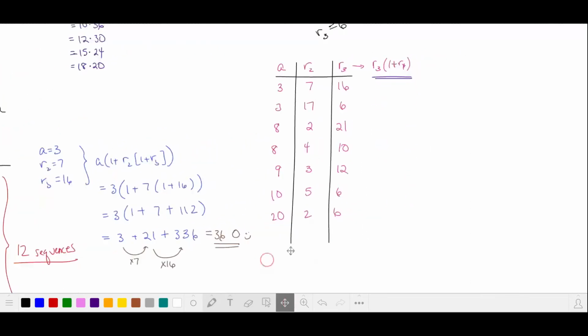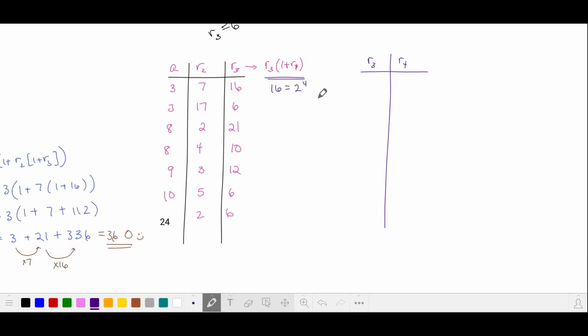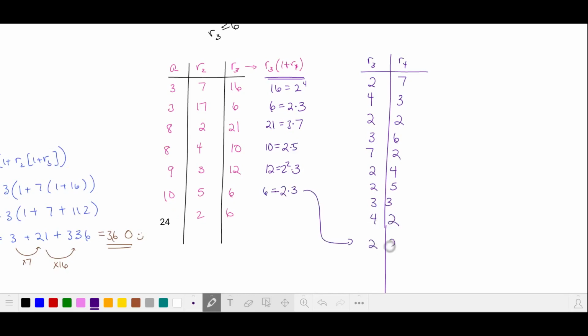Here are our values. Let's see if we can replace our old R3s with this new expression as the product of two numbers. When this expression is equal to 16, R3 can be either 2 or 4. R4 is going to be either 7 or 3. For 6, we'll have R3 is equal to 2 and R4 is equal to 2. For 21, we can have 3 and 6 or 7 and 2. 10 gives us 2 and 4. 12 gives us 2 and 5, 3 and 3, and 4 and 2. 6 gives us 2 and 2. We have that for two different values of A.